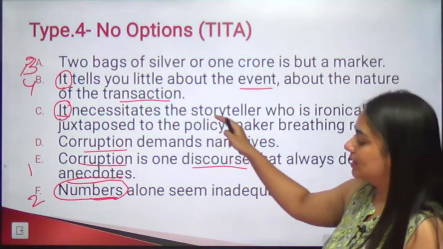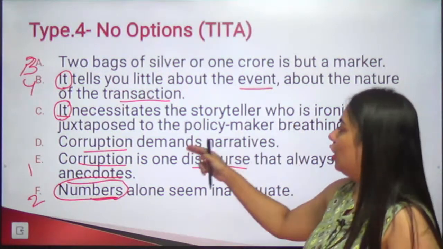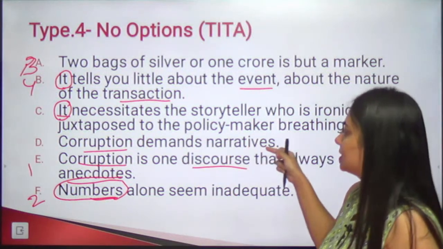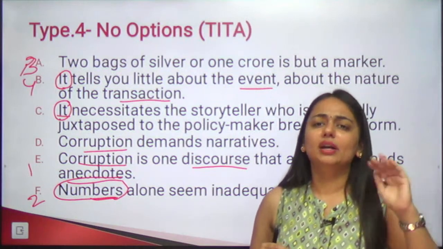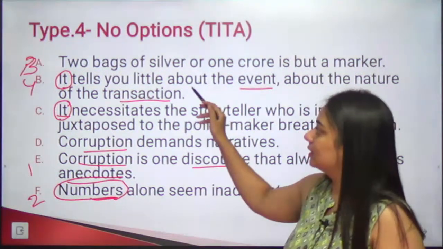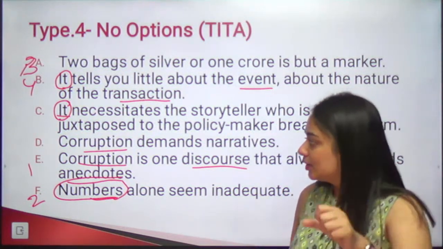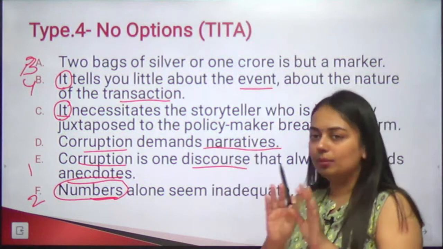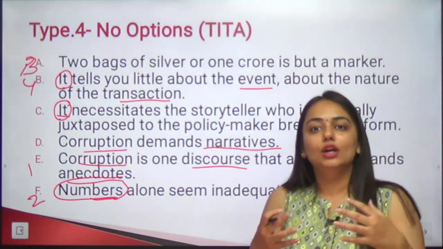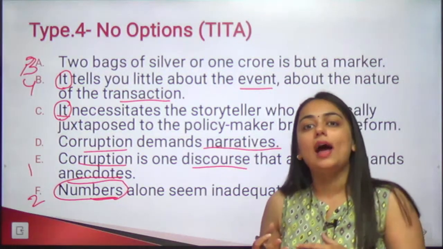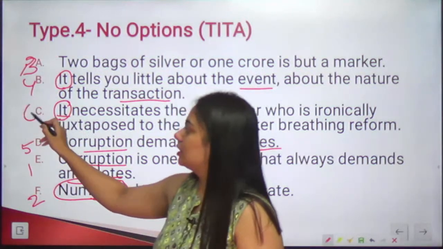C. It necessitates the storyteller who is ironically juxtaposed, or it should be D, corruption demands narrative. We showed that there is a shortcoming of simply going by the numbers. Then we said that they fall short of telling you about the actual story. So then you need to say, listen, number is not enough. There should be narratives related to corruption. The cases should be discussed in detail, what all happened. So D should be the next sentence. And then comes your C point.